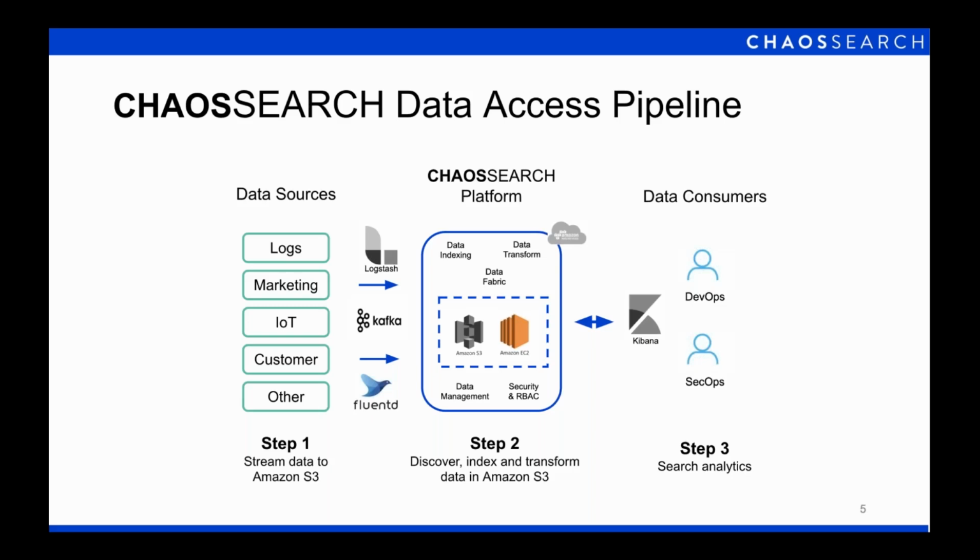ChaosSearch makes that data discoverable, and we also index that data and put the indices back into S3 to make it searchable. We provide a full stack to our customers, and today the user interface for our customers is Kibana. Many of the DevOps and SecOps people that we speak to are very familiar with Kibana, an open source visualization tool. So right out of the box, they're very fluent in using ChaosSearch.